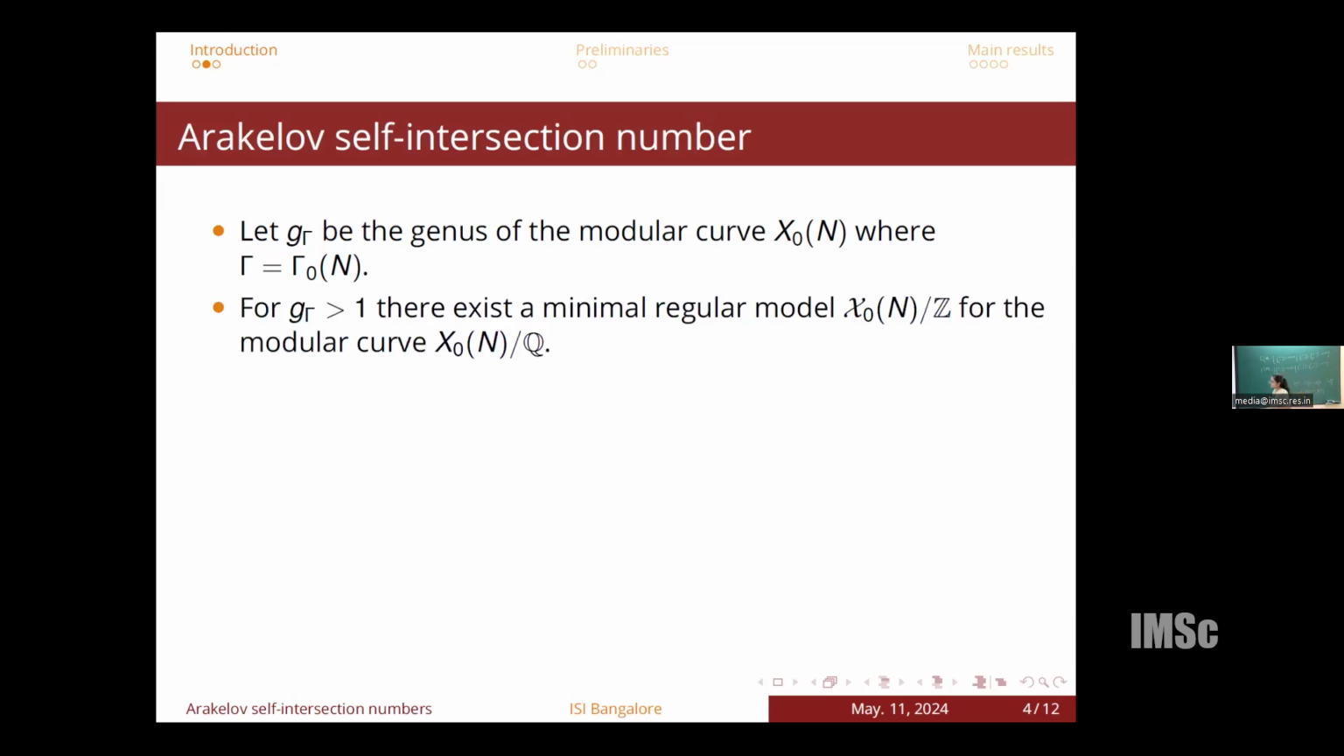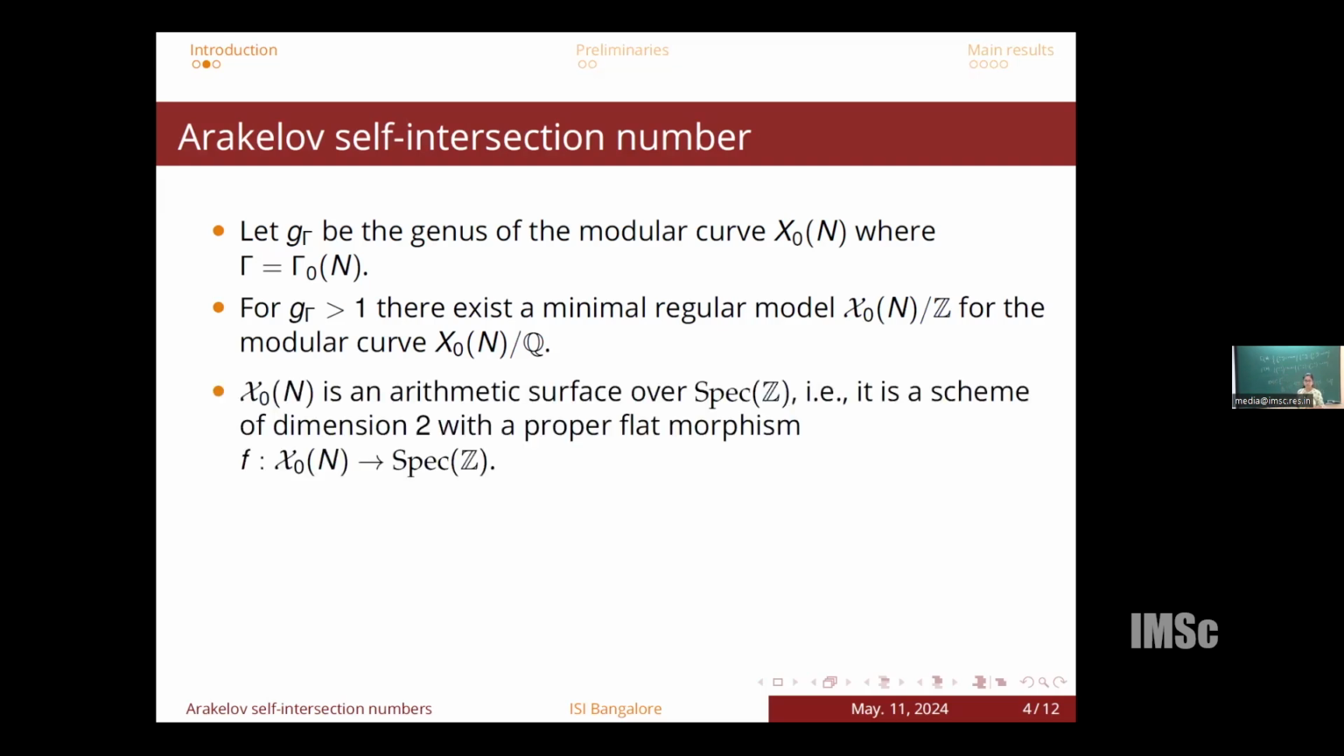Now for genus greater than 1, there exists a minimal regular model, which I denote by curly X0(n) over Z, for the modular curve X0(n) over Q. What do we mean by the minimal regular model? It means it's an arithmetic surface over Spec Z. That is, it is a scheme of dimension 2 with a proper flat morphism f from curly X0(n) to Spec Z. One can draw the following picture.